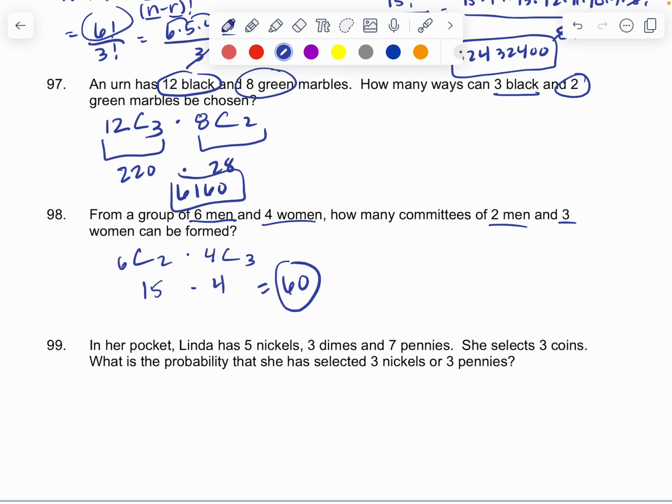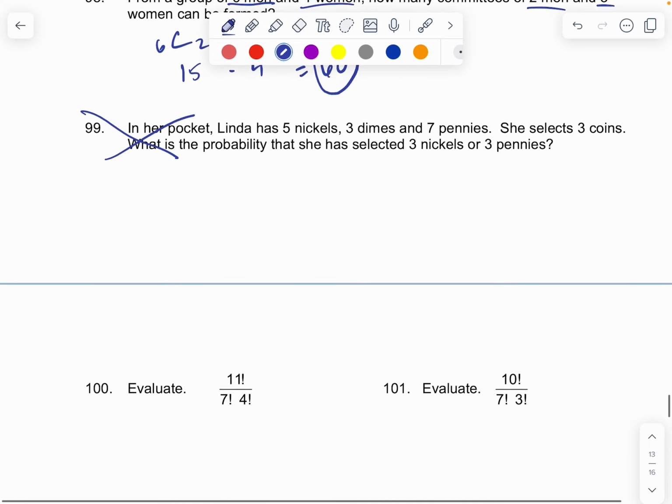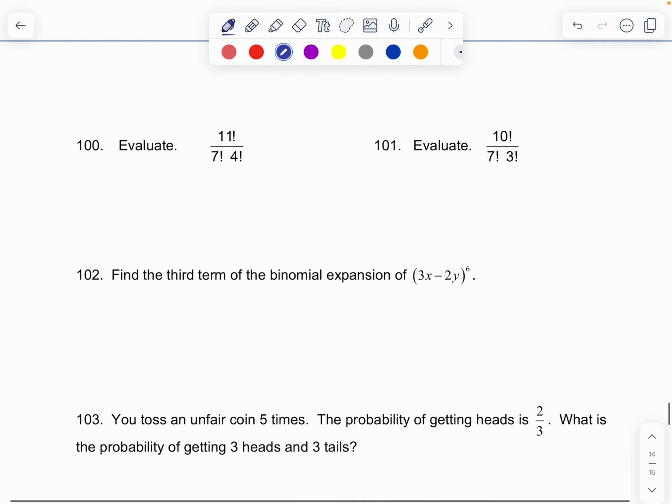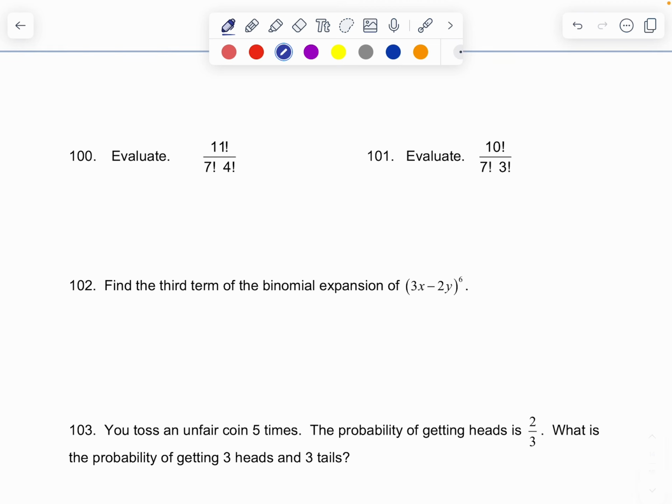Okay? Now, 99, we did not get to probability this year. I'm so sorry. You can cross off 99. That's not going to be on your final. And then let's go ahead and get to 100 so we can finish that off.